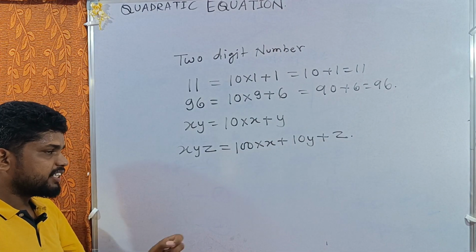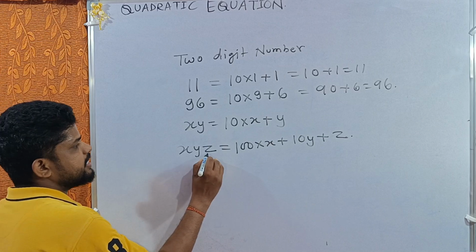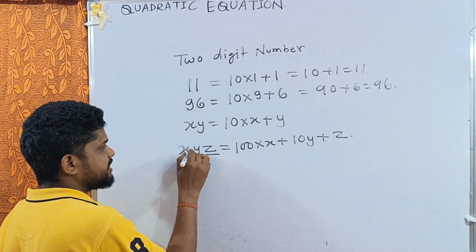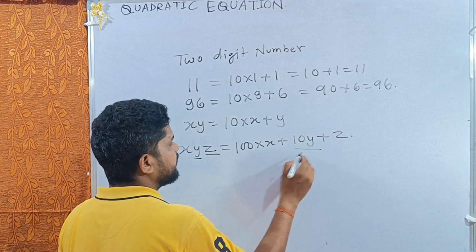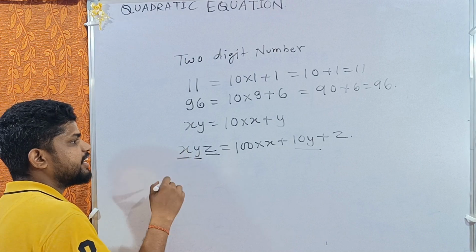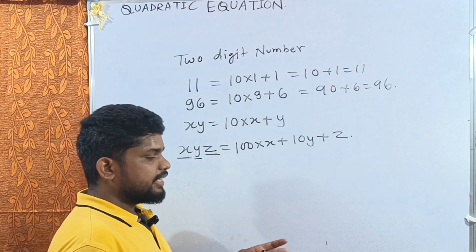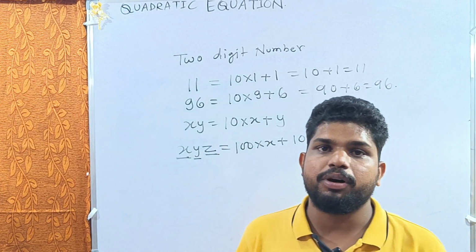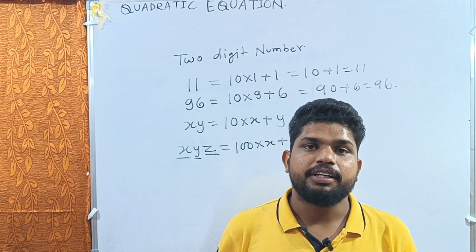The 3-digit number xyz can be written in the expanded form as follows: we multiply z into 1, y is in the 10th place so it is multiplied with 10, and x is in the 100th place so it is multiplied with 100. Writing a 2-digit number, 3-digit number or n-digit number in expanded form is something you should learn.